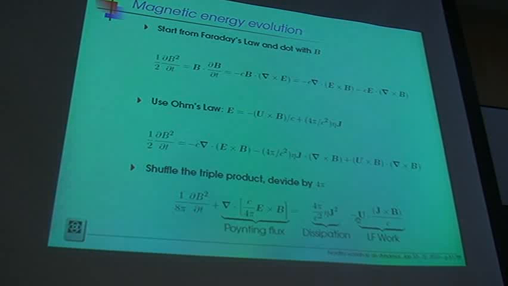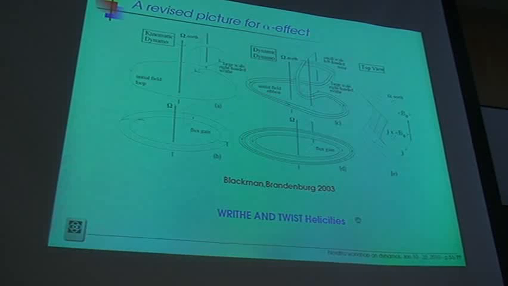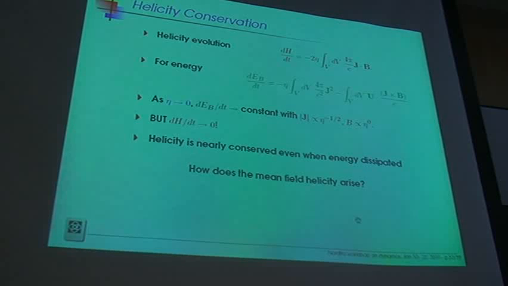So we already went through these equations, so I won't repeat them. If we look at the helicity evolution, it's governed by eta j dot B, whereas the energy dissipation is governed by eta j squared. And what I emphasized in my first talk itself is that this means that the helicity could be nearly conserved, even in situations where the energy is dissipated on dynamical timescales. And in that case, the question is, where does the mean field helicity arise?